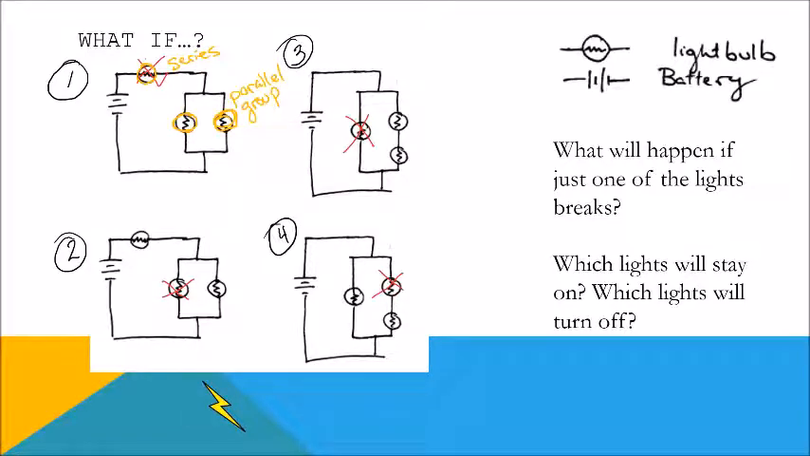We have to go through the light bulb to get to the parallel group, or if we go through the parallel group this way, we still have to go through this light bulb to get back to the battery. So that single light bulb is connected in series. What will happen to the other 2 light bulbs when that one light bulb breaks? In this case, all light bulbs will turn off.